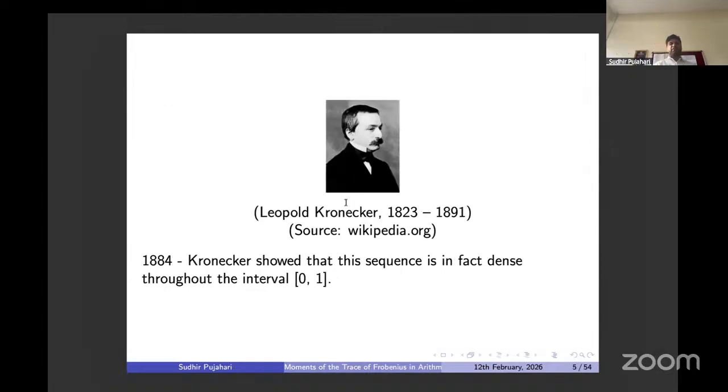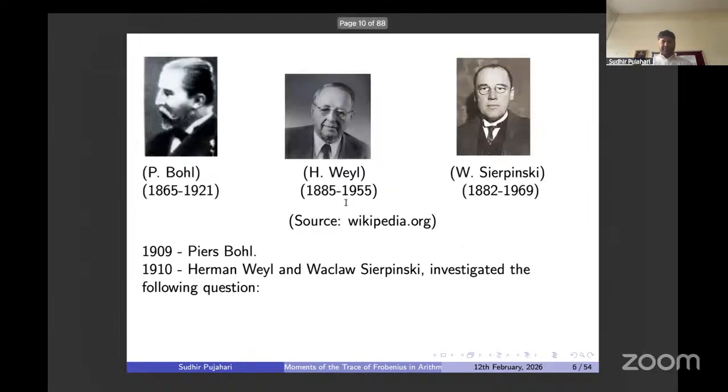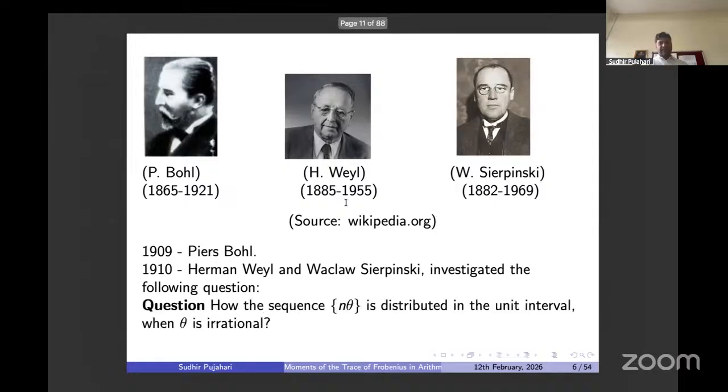A couple of years later, Kronecker showed that for the sequence nθ, not only is 0 a limit point, but any point of the unit interval is going to be a limit point of the sequence nθ. In other words, the sequence is dense in the unit interval. And later on, in 1909 and 1910, Borel, Ramanujan, and Sierpinski asked the question of how the sequence nθ is distributed in the unit interval.